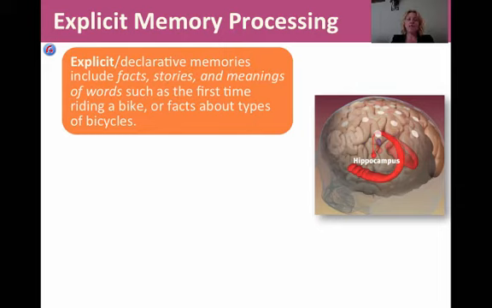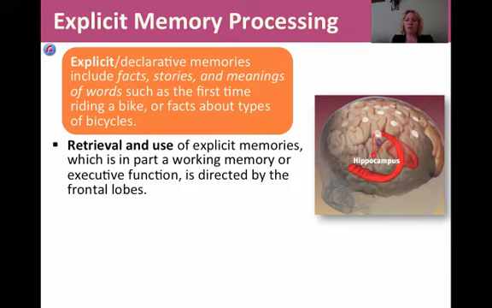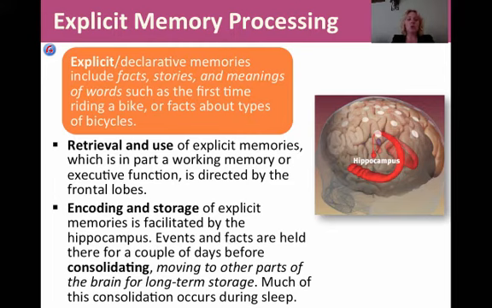So in terms of processing, the explicit or declarative memories, including facts, stories, meanings of words, such as the first time riding a bike or facts about types of bicycles, are processed through the hippocampus. Retrieval and use of explicit memories, which is in part a working memory or executive function, is directed by the frontal lobes. Okay, frontal lobes are in the front of your brain. The encoding and storage of explicit memories is facilitated by the hippocampus. Events and facts are held there for a couple of days before consolidating, or moving to other parts of the brain for long-term storage. And much of this consolidation occurs during sleep.